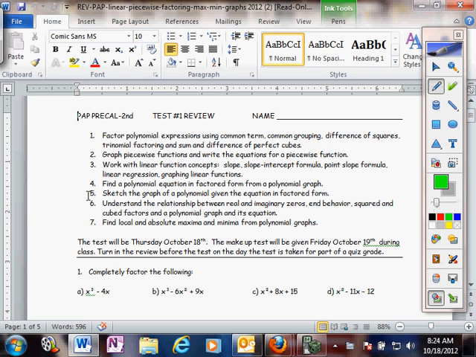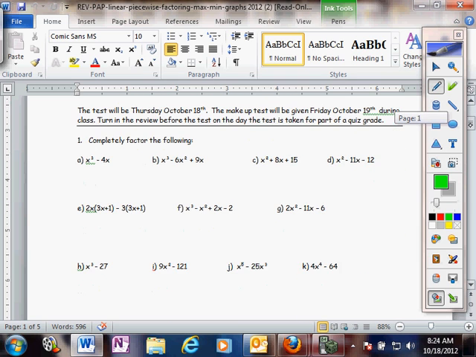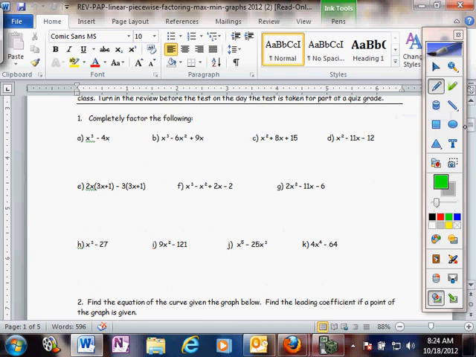We're also going to have to find a polynomial equation in factored form. We're going to have to sketch those functions as well. You're going to have to know the difference between real and imaginary zeros. And we're also going to talk about maxima and minima. That's all the stuff that we've covered this chapter. So starting out, looking at our factoring part here, I'll work out a couple of problems, kind of get you started.